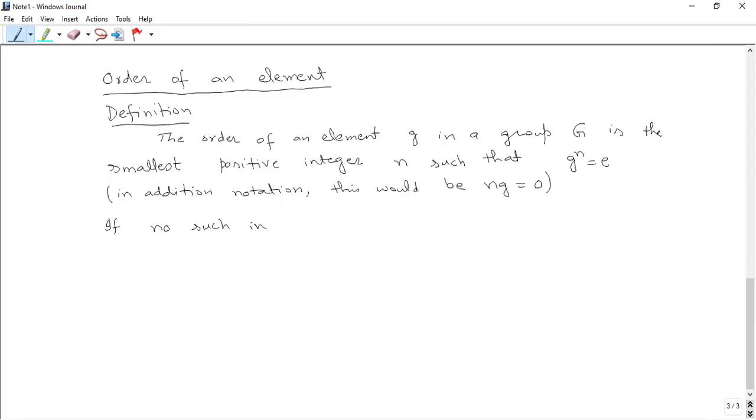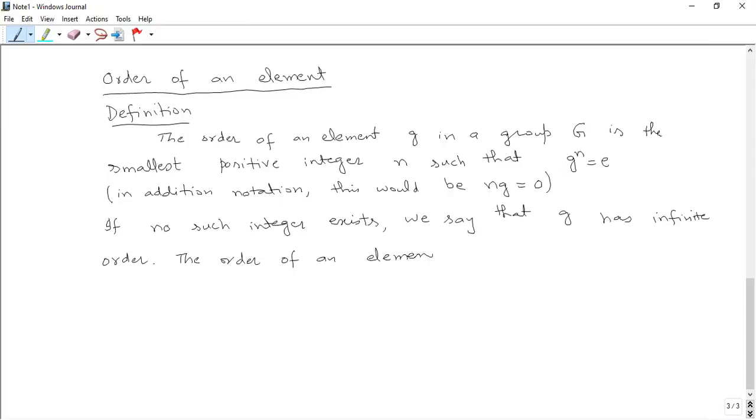Okay. If no such integer exists, then we say that the element g has infinite order, and the order of an element g is denoted by this one.